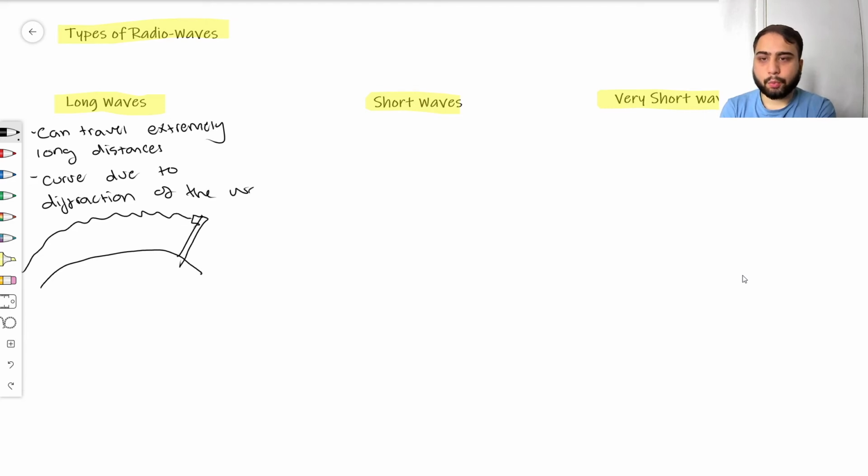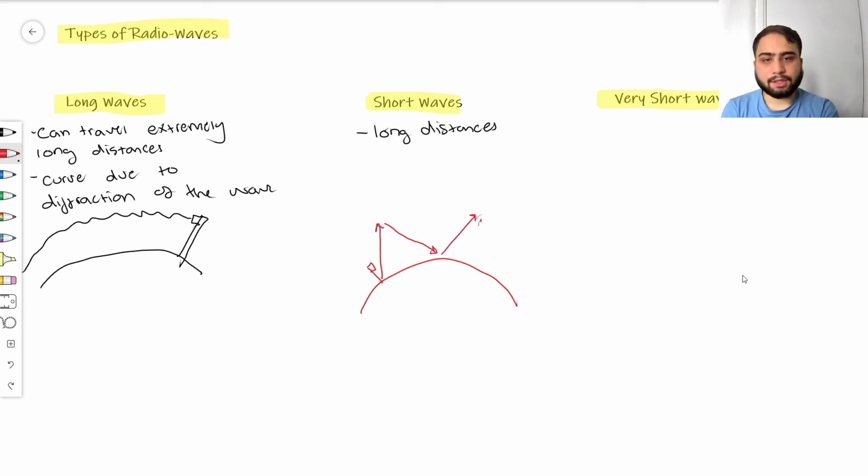Now we have short waves. Short waves can still travel long distances, but how they do that is a bit different. Let's do it in a different color now. If I have my red Earth, short waves travel by bouncing the radio wave off something called the ionosphere. Let's draw these arrows in first, and the ionosphere, let's just draw it in there.